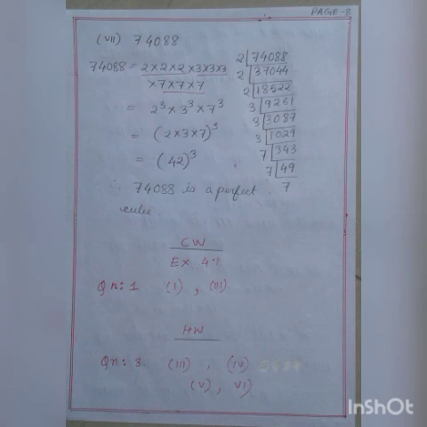Number 7, 74088. I have found the factors of 74088. I have got 2 into 2 into 2 into 3 into 3 into 3 into 7 into 7 into 7. So I can write it as 2 to the power 3 into 3 to the power 3 into 7 to the power 3, which is equal to 2 into 3 into 7 whole to the power 3, which is equal to 42 to the power 3. Therefore 74088 is a perfect cube.